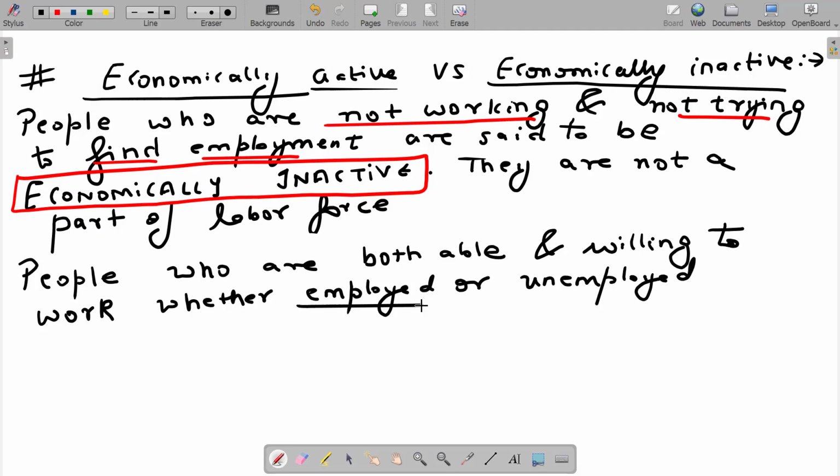Employed are basically those people who are willing to work and luckily got a job. Unemployed are those people who are willing to work but couldn't get a job. But both of them are willing to work, so they are a part of the economically active population. So people who are both able and willing to work, whether employed or unemployed, are said to be economically active.